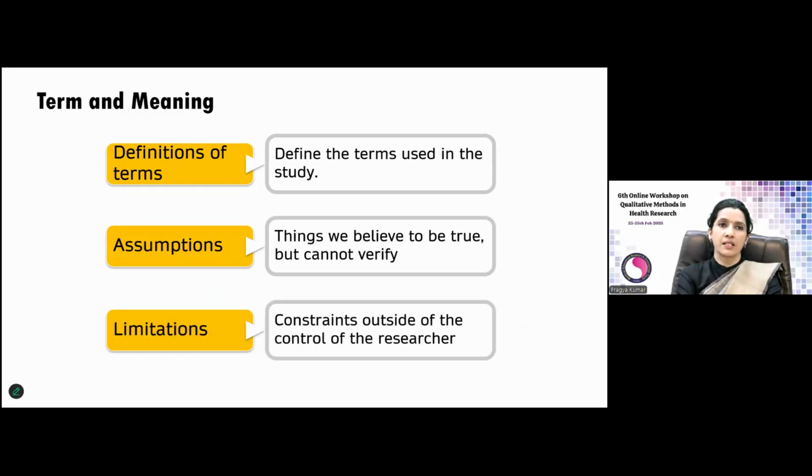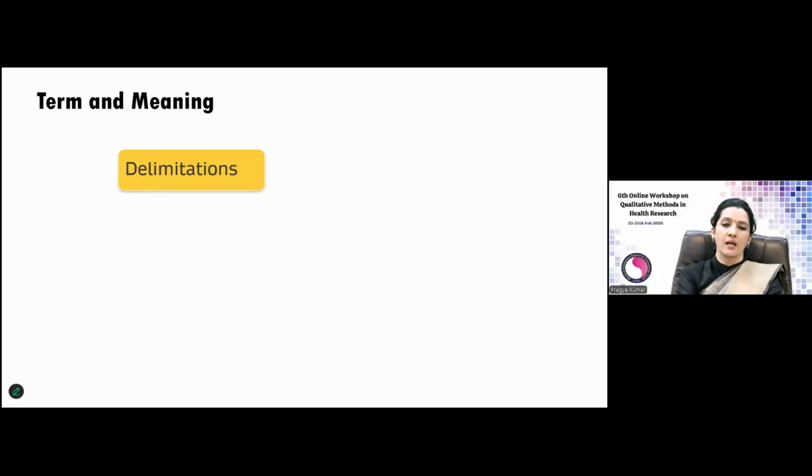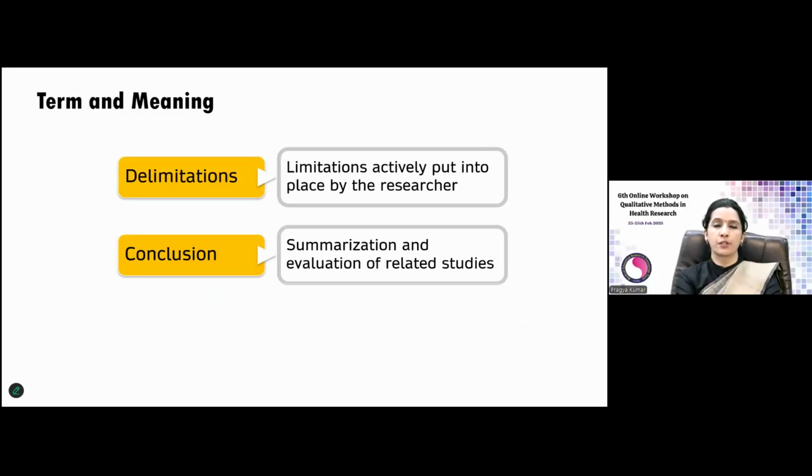And the limitations are like if you are doing it in a particular setting, then that is a limitation. And delimitation is what the author actively puts into the research. Like if I'm doing something in my hospital, of course the setting I chose deliberately, you cannot apply it to all settings. I have actively put that limitation. So that is the delimitation, and then I have to summarize this whole introduction. So this was regarding the introduction.